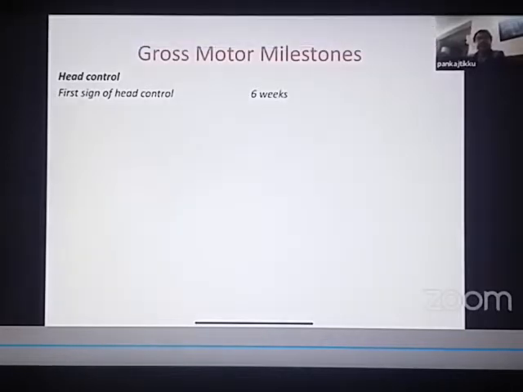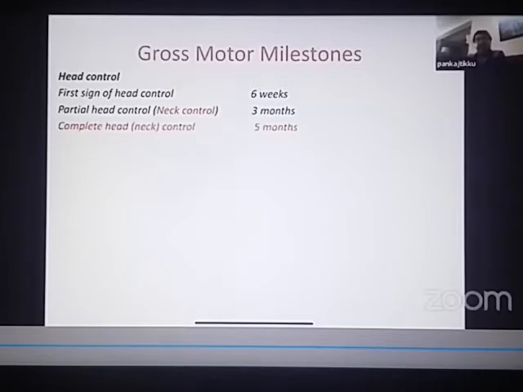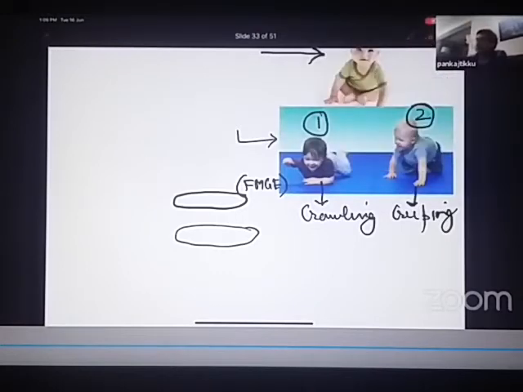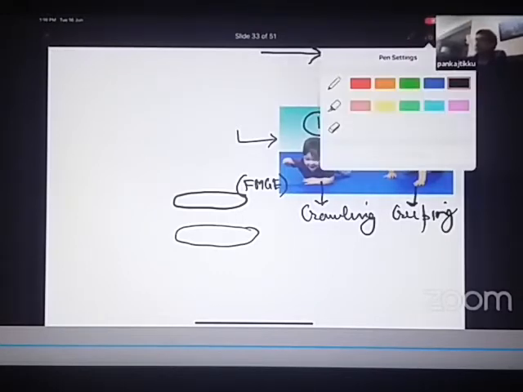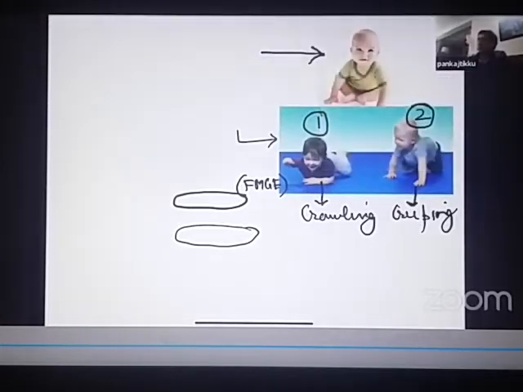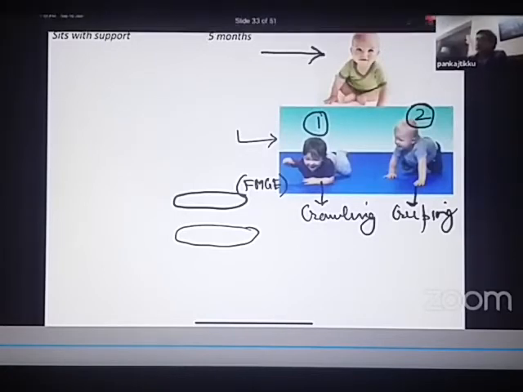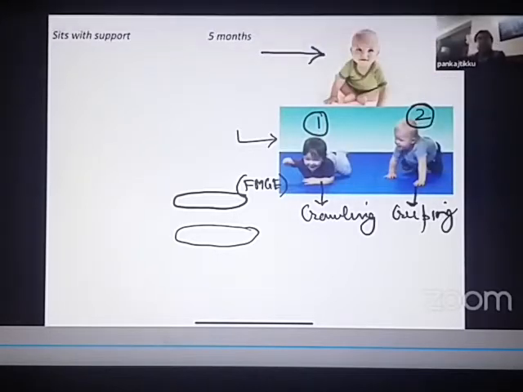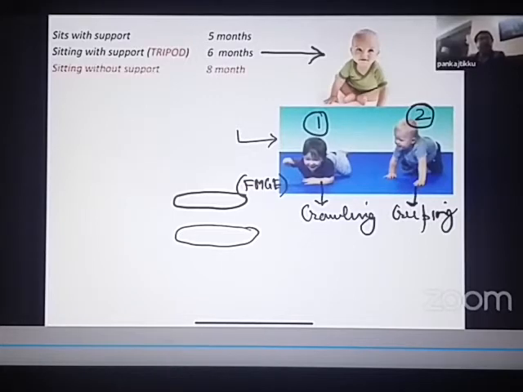When does the child achieve the first sign of head control? 6 weeks. Partial head control or neck control 3 months. And complete head control at 5 months. So sits with support at 5 months, sits with support in a tripod position 6 months, sits without support 8 months, crawls at 8 months, creeps at 10 months, but creeps on stairs at the age of 15 months.